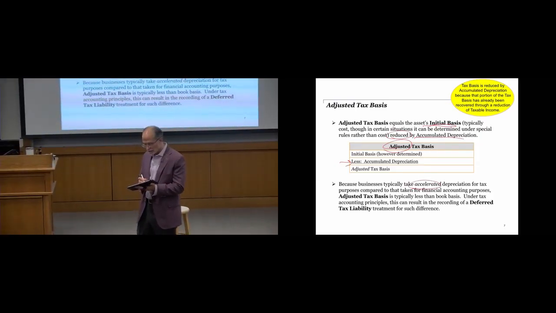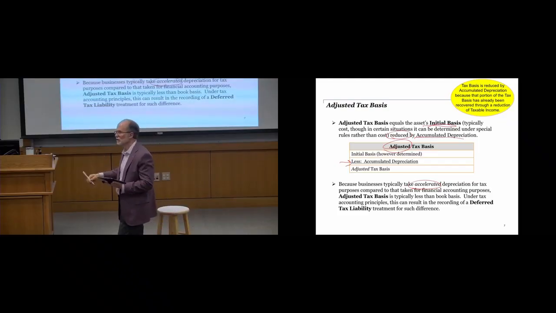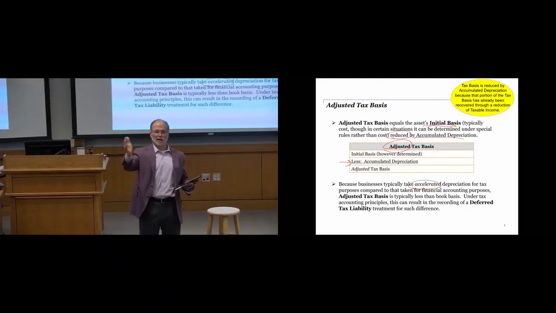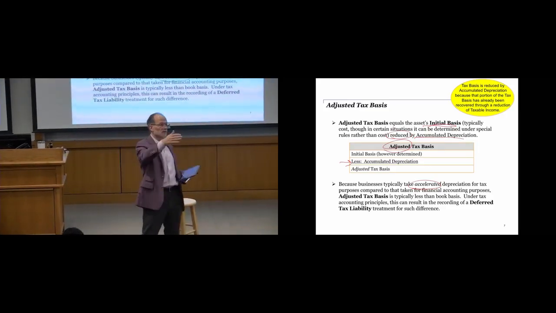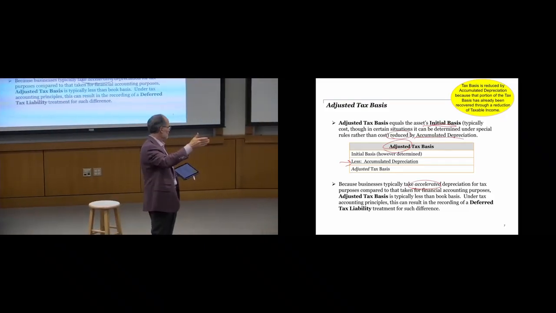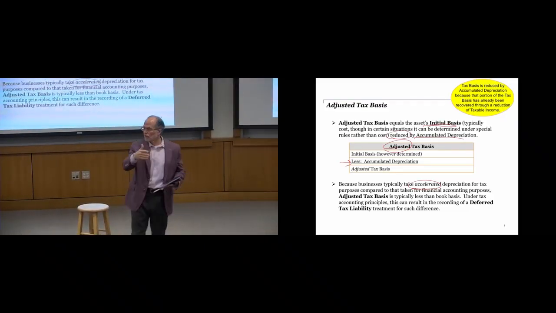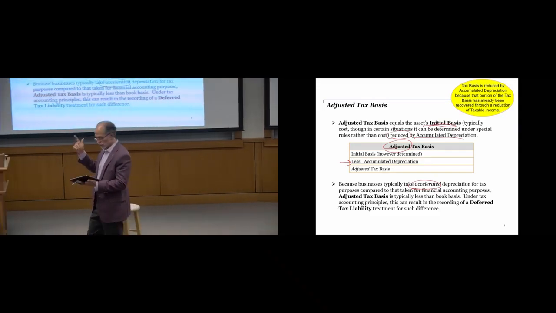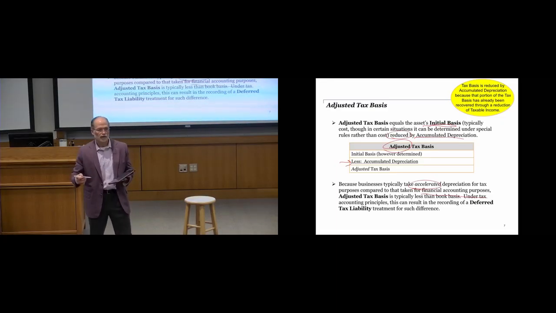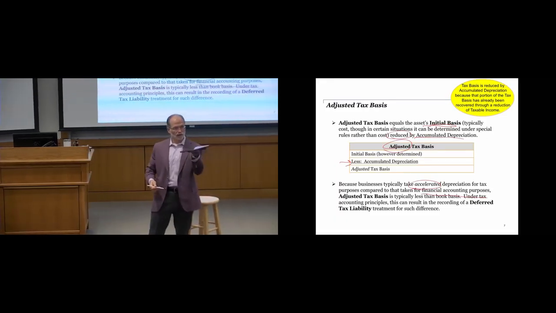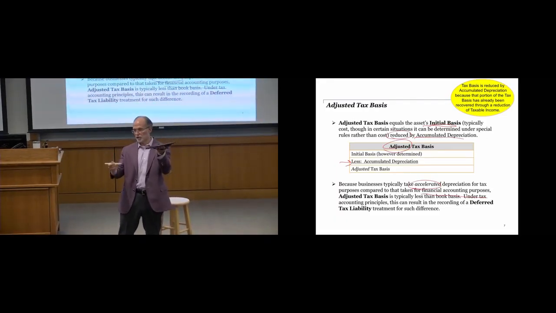Because businesses typically take accelerated depreciation, remember those MACRS tables we were in? The front years were higher percentages than the later years, accelerated. Bonus depreciation, section 179, immediate expensing, very, very accelerated, right? So they are accelerated compared to what's taken for financial accounting purposes. Adjusted tax basis is typically less than book basis at any point in time, right? Because I recovered the cost faster for tax purposes than book is recovering it.